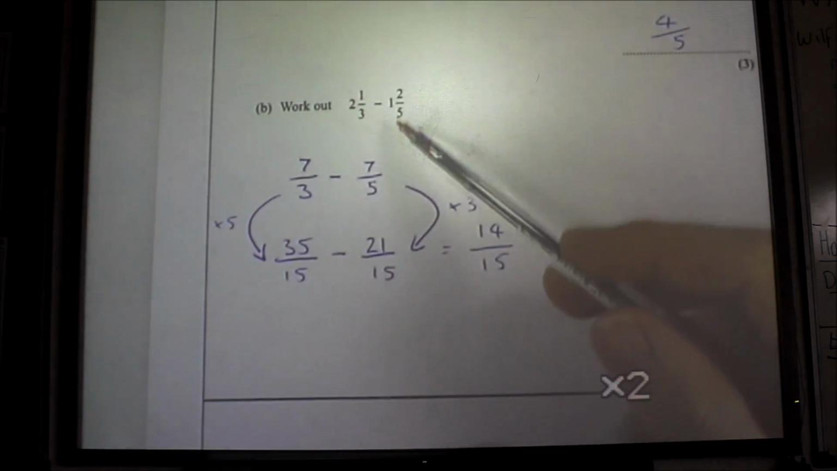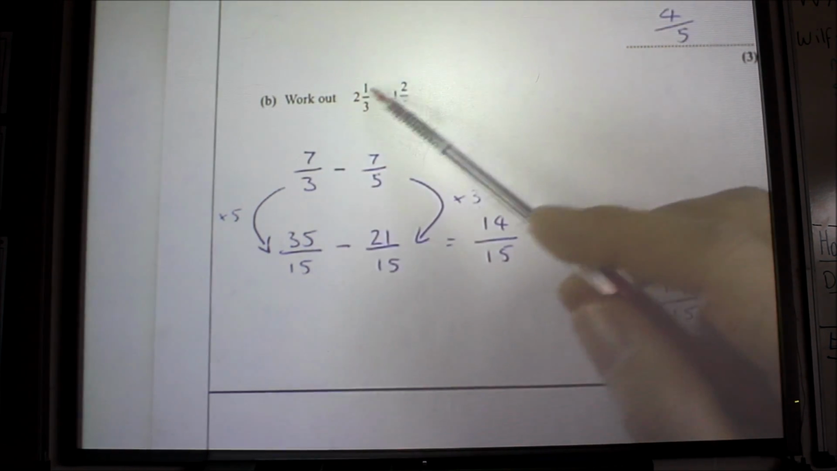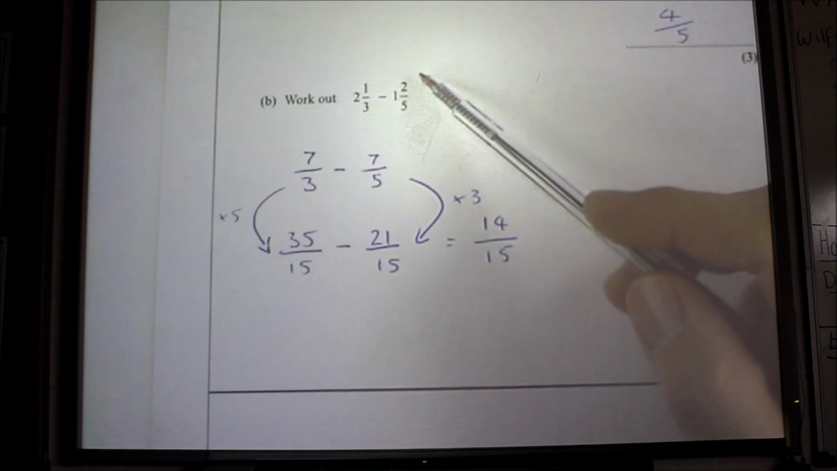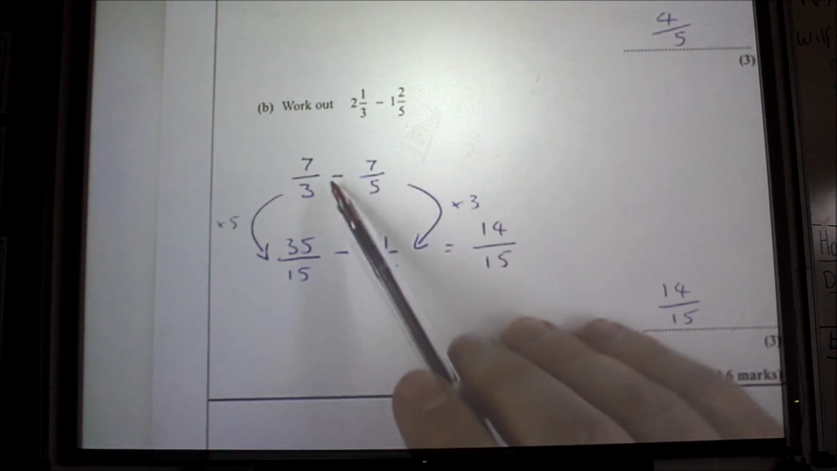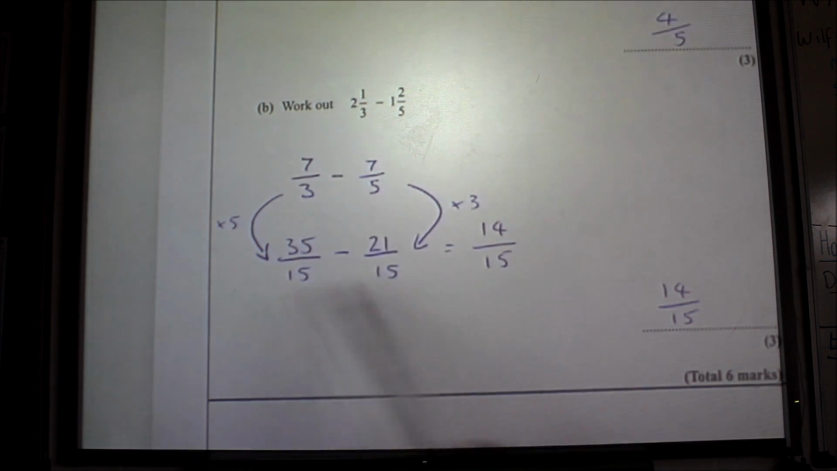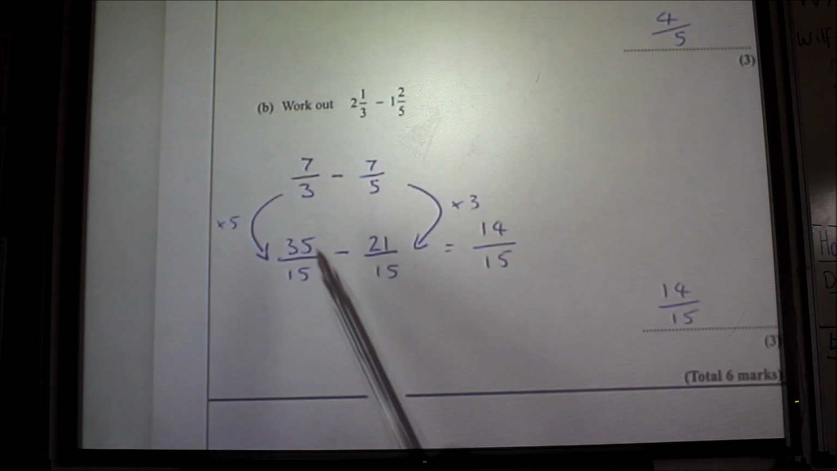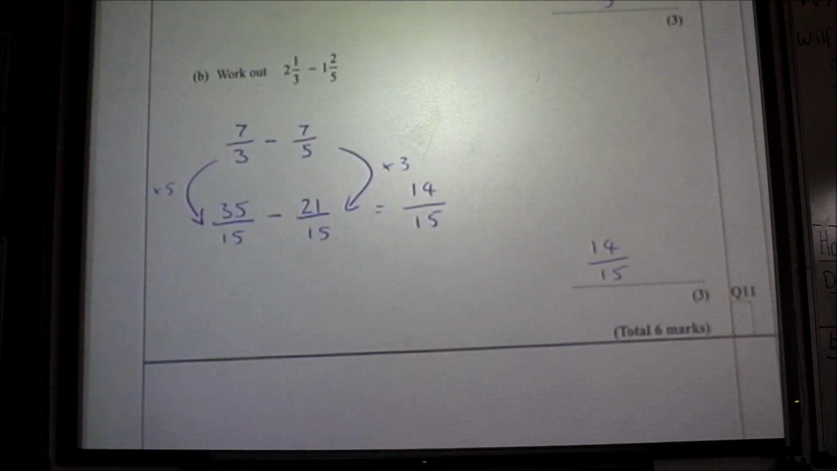Work out that, take away that. What I do is convert them into top-heavy fractions first, or improper fractions if you like. So that's 7/3 take away 7/5. Get the bottom number the same, so 3 and 5 both go into 15. Adjust the top ones as well. So you've got 35/15, take 21/15, which is 14/15, and that is your final answer.